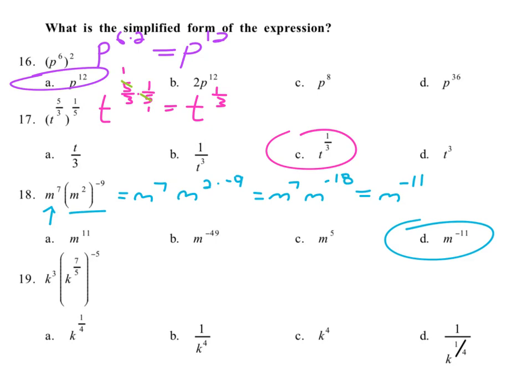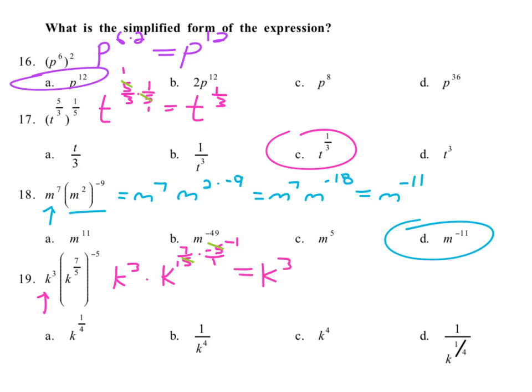And this last one then, we've got k to the 3rd. We need to leave that alone right now. That's going to be multiplied by whatever we get as a result of this power of a power. Okay? And we have to resolve exponents before we do multiplication. So we say k to the 7/5 times -5. Well, that's the same as -5 over 1, right? And what does that mean? That means that the 5's cancel out, giving us a 1 here and a -1 here.